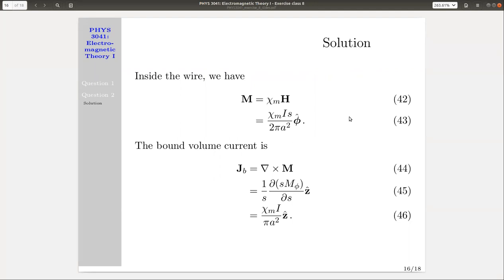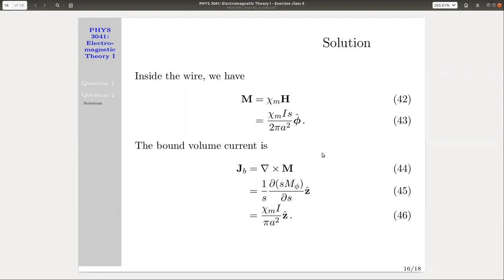Okay, so the next thing is to find the bound volume current and the bound surface current in the system. We can simply use the fact that the material is linear, so the magnetization can be easily obtained from the H field, which is simply multiplying the H field by Km. So here is the magnetization, and then the bound volume current can be found by taking the curl of the magnetization.